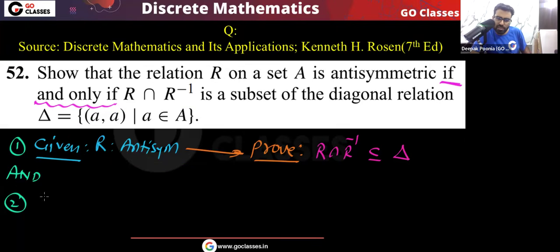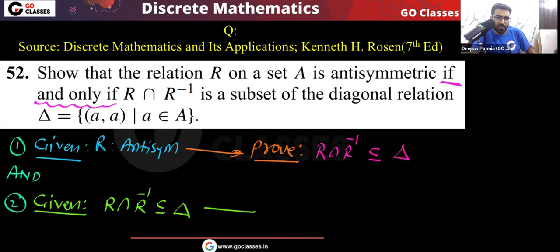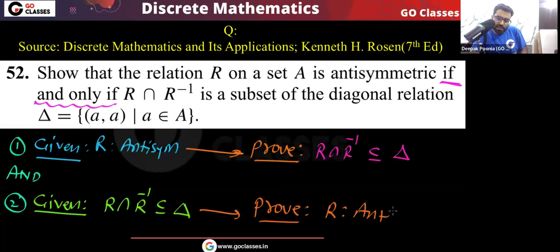And what is the second statement that we need to prove? The second statement we need to prove is, given that R intersection R inverse is a subset of the diagonal relation, then we need to prove that R will be antisymmetric. Okay, pause the video, try this question yourself, both the parts, part 1 and part 2, and then you play the video. Now let me prove part 1, then we will prove part 2.